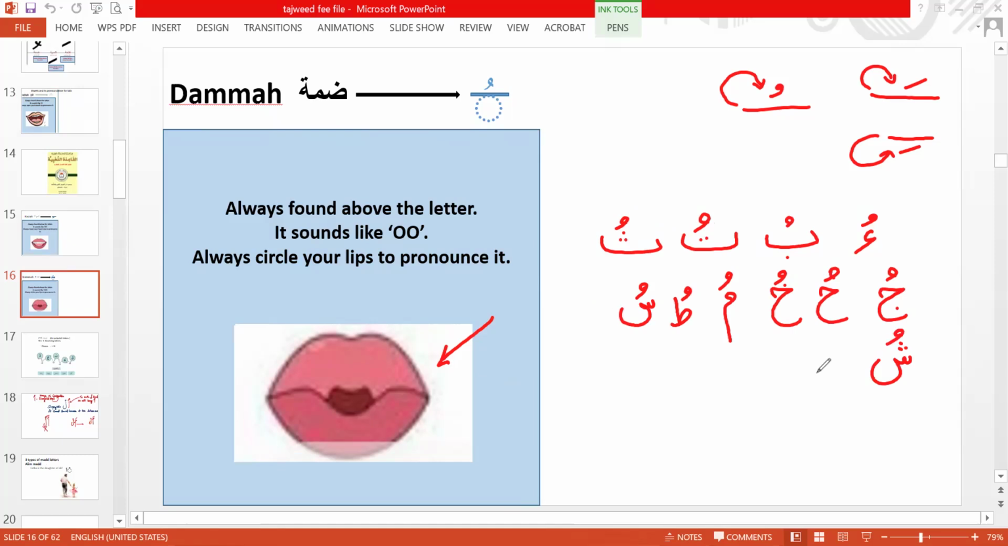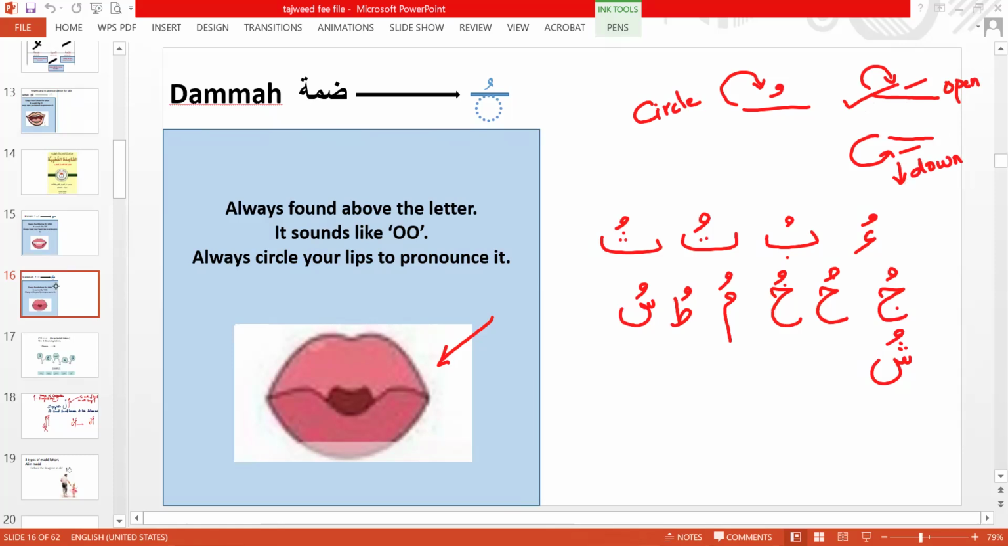So, what did we learn today? To pronounce any letter with fatha, the mouth should open. To pronounce dhamma, the lips should circle. And to pronounce kasra, the lower jaw should be pulled down. These are the basic techniques of pronouncing the vowels in the best way.